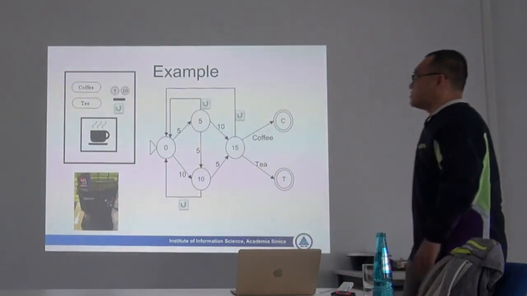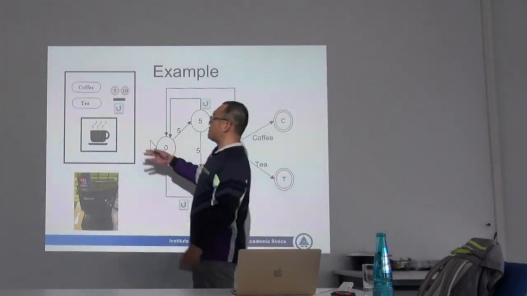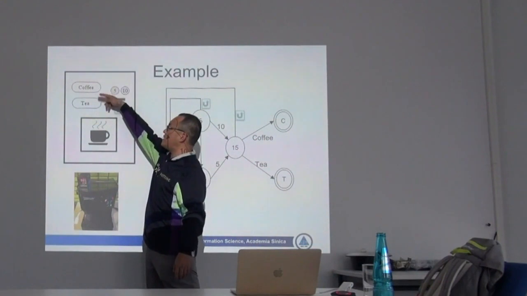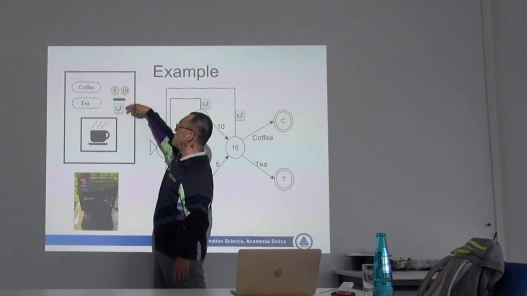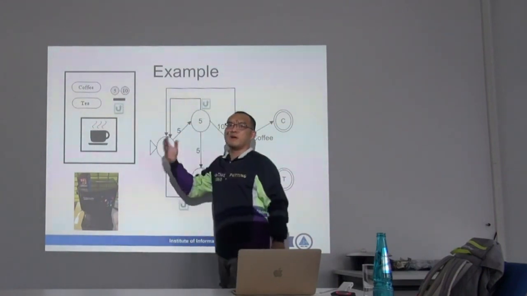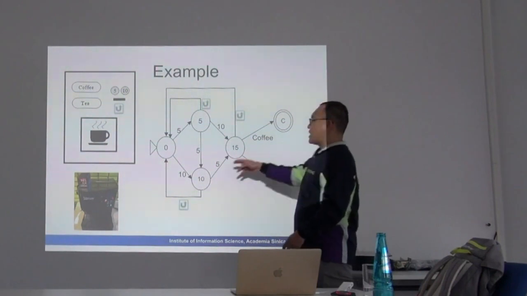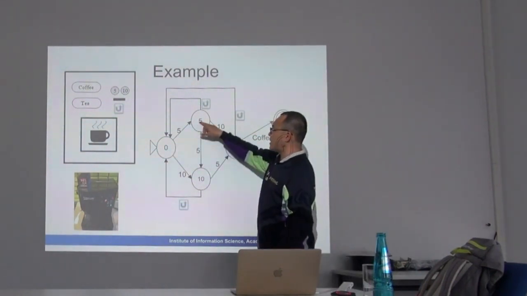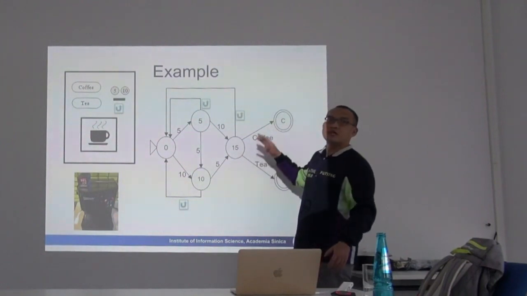So I'll begin with a very simple example. Again, the coffee machine. You have two buttons, to get coffee and tea, and you can insert either €5 or €10, and you have a button to return money. So the state machine will look like this. You can, for example, insert €5, and coffee. This is the validation.